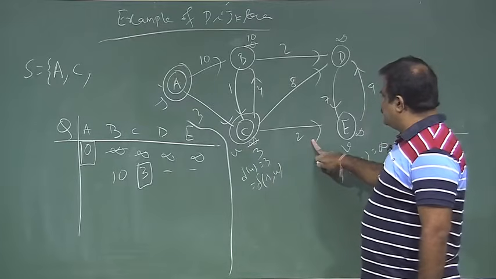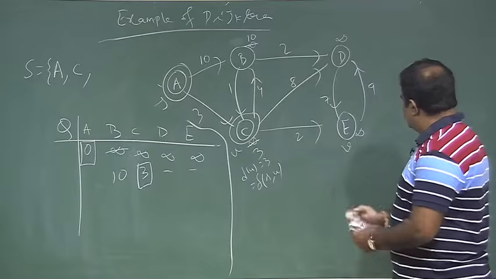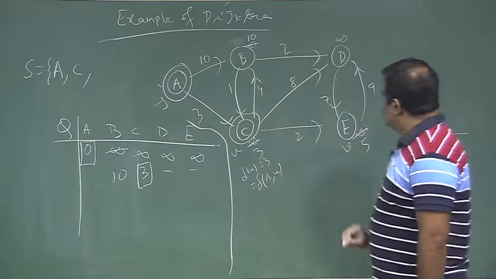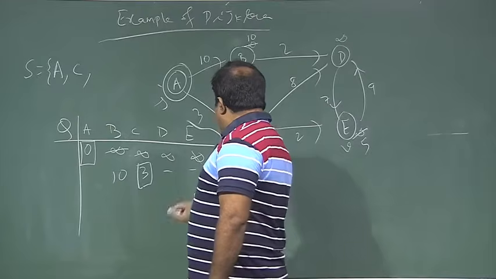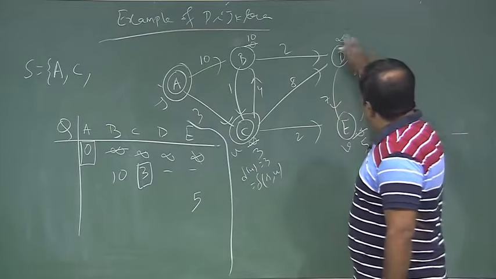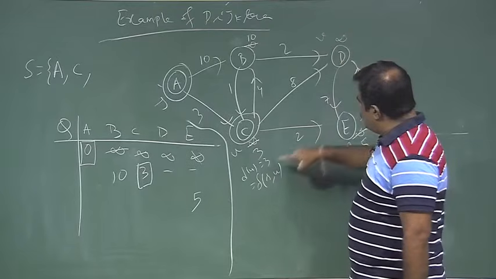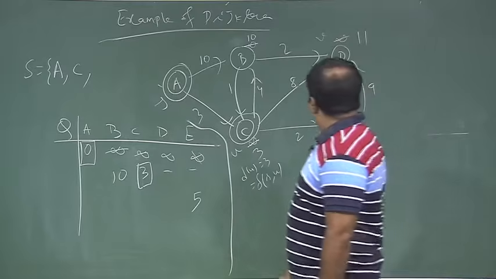Then we can take this direct path. So 3 plus 2 is 5, which is better than infinity. So we change this to 5. So E has now become 5. Okay. Now it is another V. This was infinity. Now we have 3 plus 8, 11. So this is 11. So D is 11.